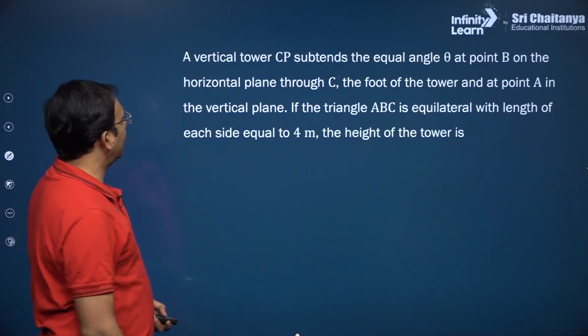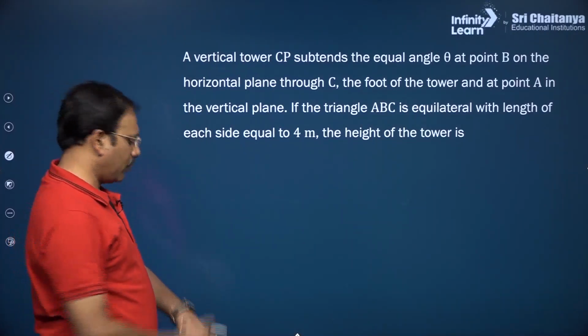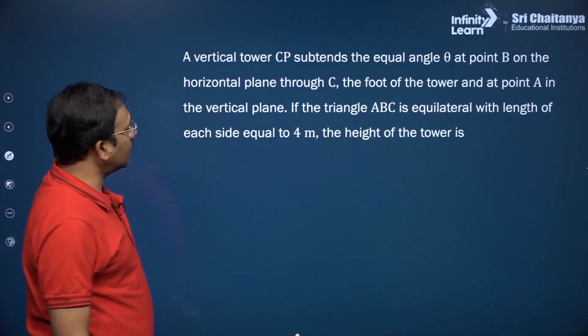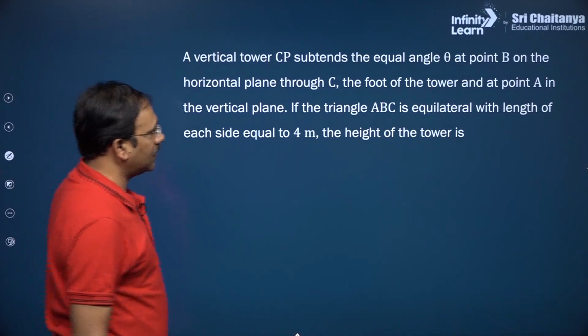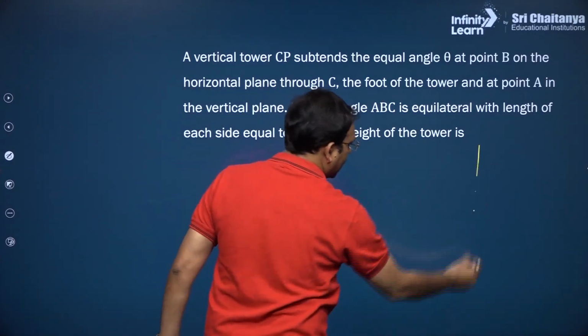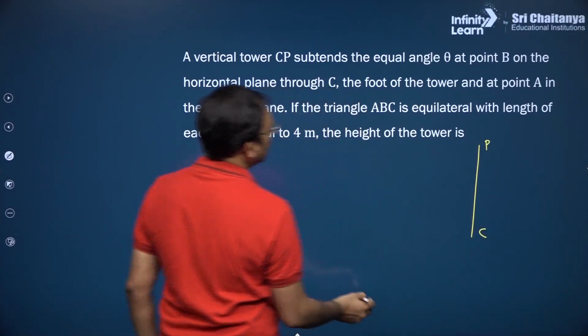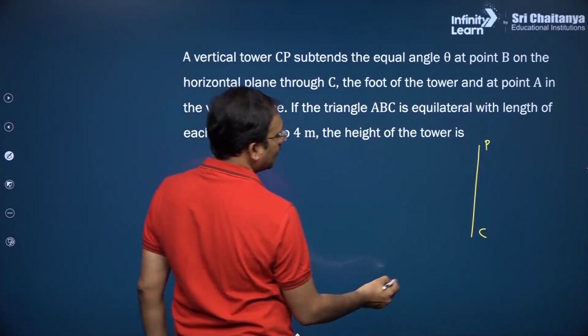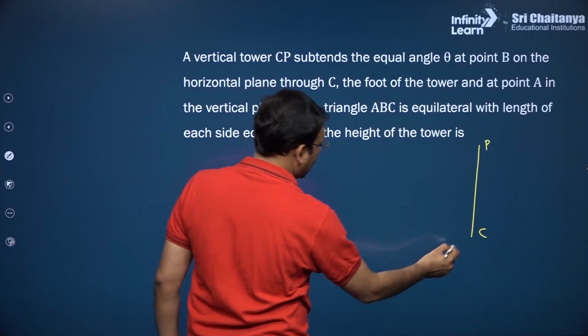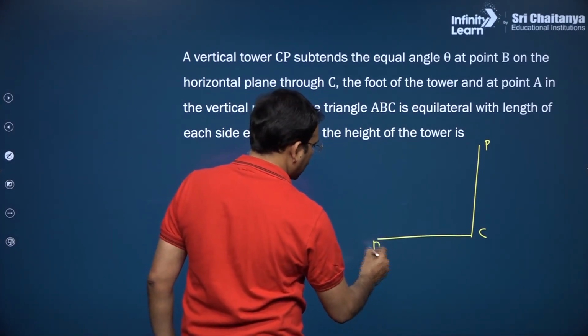Yes. Next, my dear friends, coming to the numerical answer type questions, a vertical tower CP subtends an equal angle theta at the point B. There is a vertical tower, so CP subtends equal angle theta at B on the horizontal plane. B is on the horizontal plane.